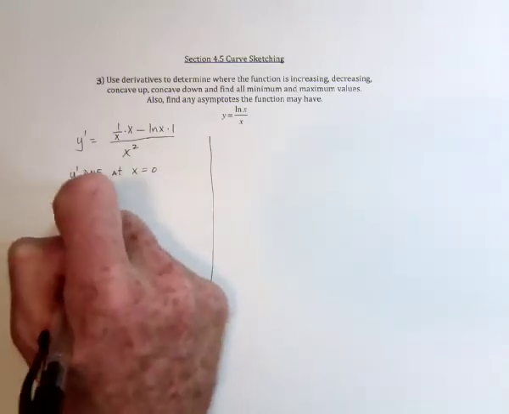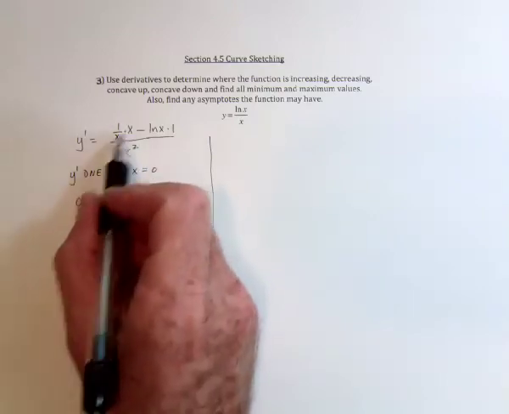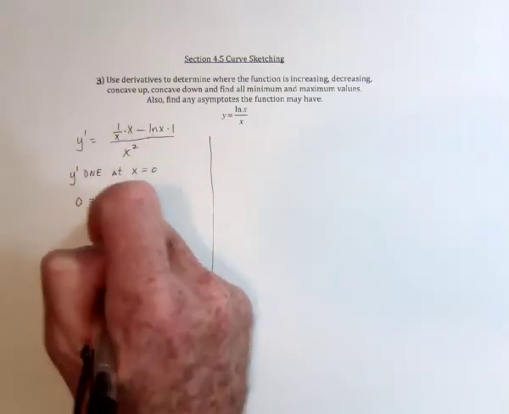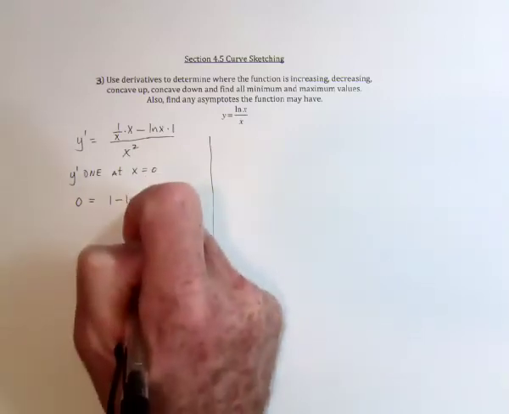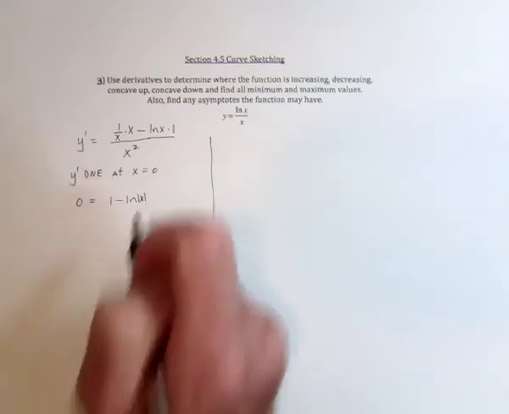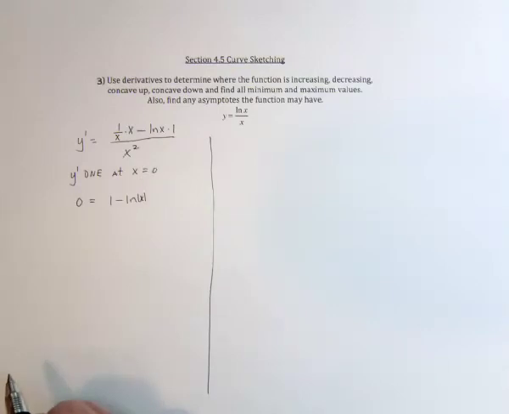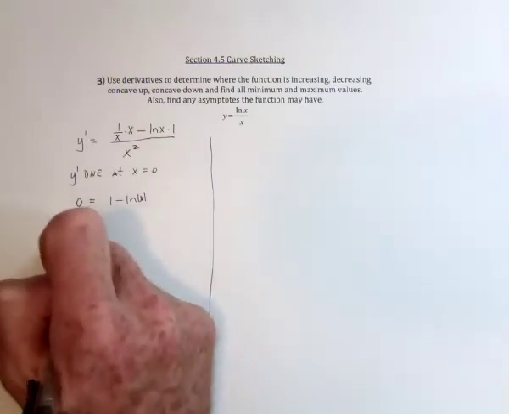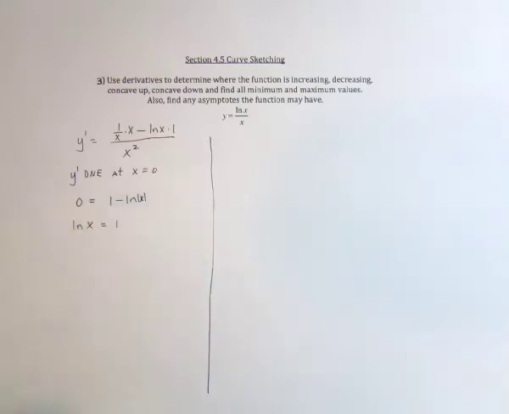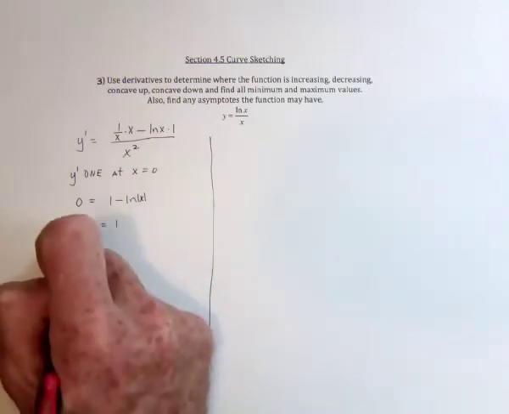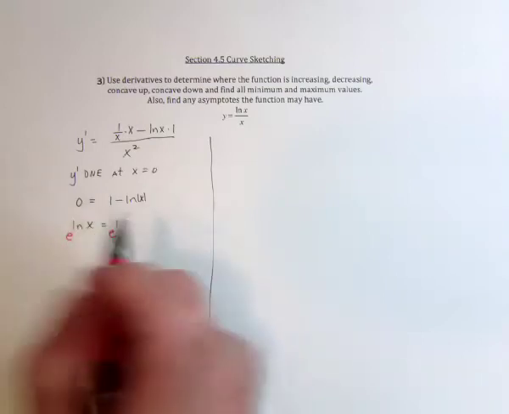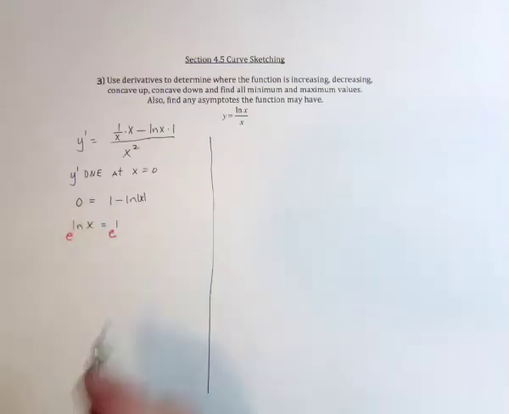And then the other thing to do is find out where the derivative equals 0. So this is going to be a 1 minus the natural log of x. Technically, I'm supposed to put the absolute value of x, but if you just realize that the natural log of a negative doesn't exist when talking about real numbers, then you don't have to put that. You can just put natural log of x and just understand x is positive. So natural log of x equals 1. You could then exponentiate both sides, and the answer is e.